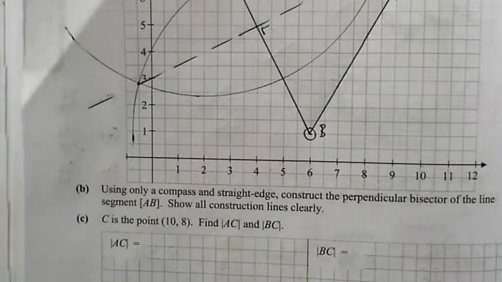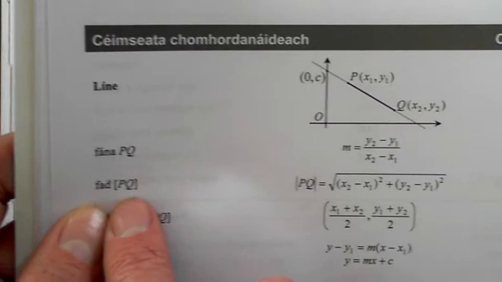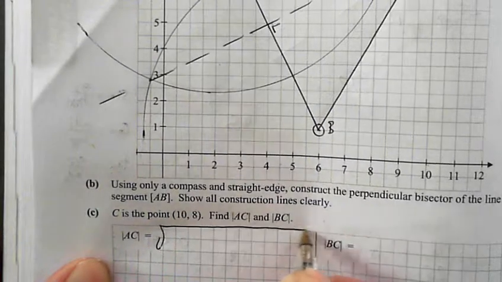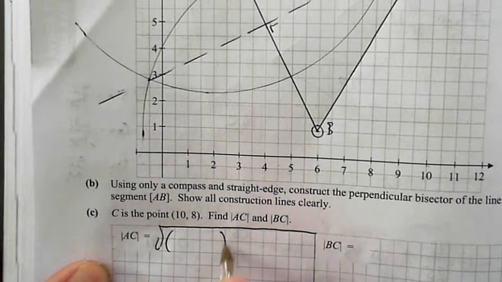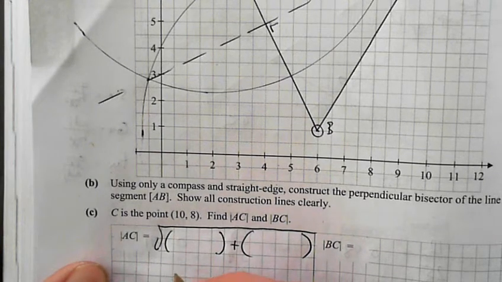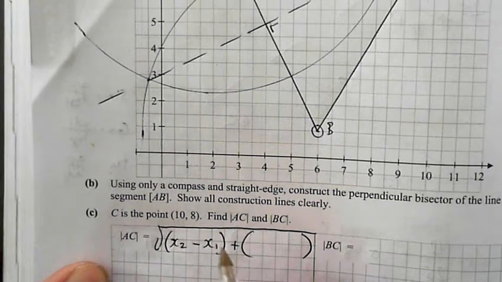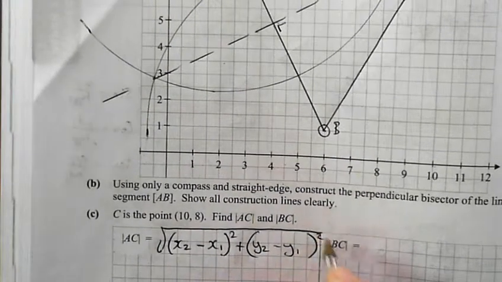Right, from your papers, page 18, from your maths tables, there's the formula for the length of a line. The length, it says length on the right hand side. So AC is the square root of, now from your maths tables page 18, Rory, read out the formula. The length of the line formula: x2 minus x1 squared plus y2 minus y1 squared.